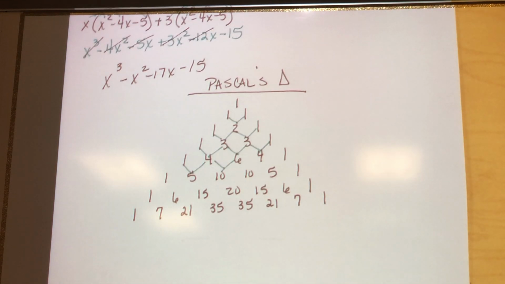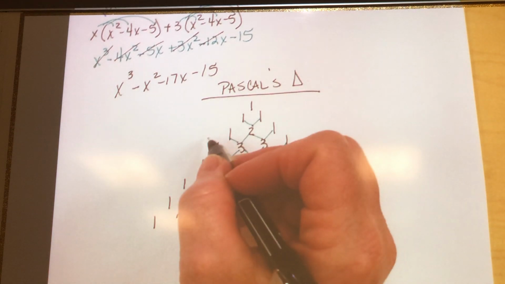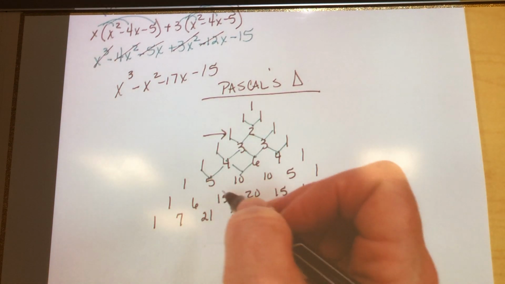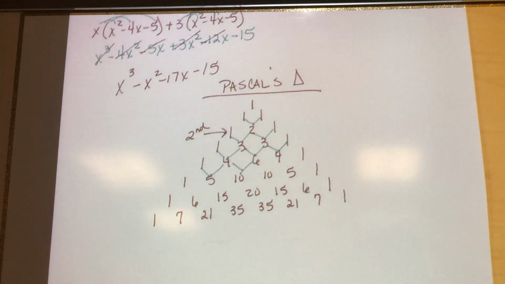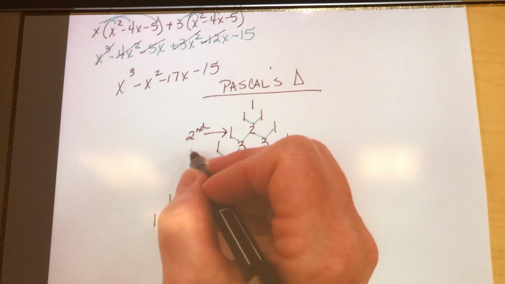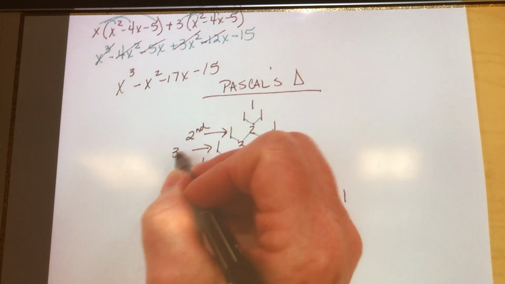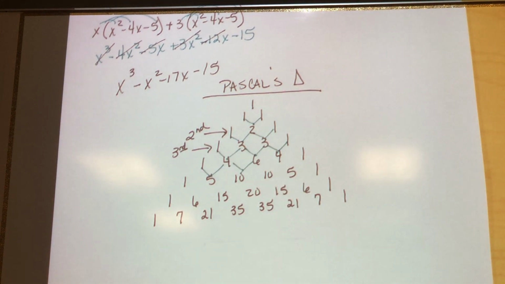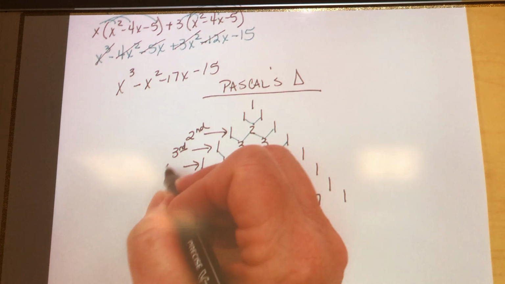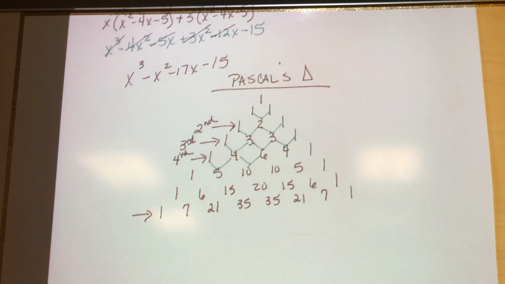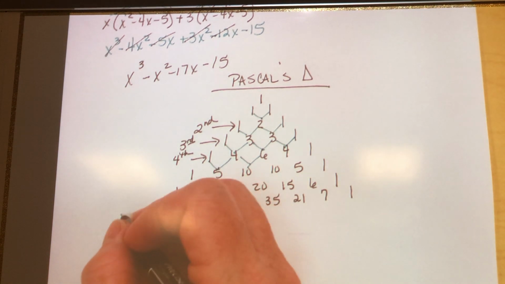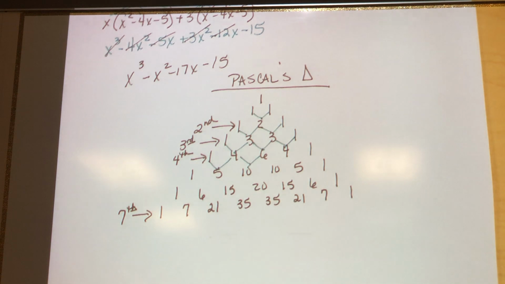Okay? Now here's what Pascal's triangle is. These right here are the coefficients of a second degree or a squared binomial. These numbers right here are the coefficients of a third power. These are the coefficients of a fourth power. These are the coefficients of a what? 7. It's always the second number, guys. That's the 7th power.